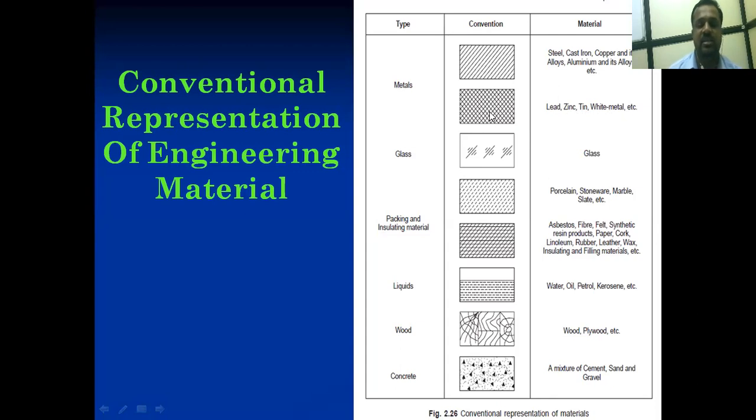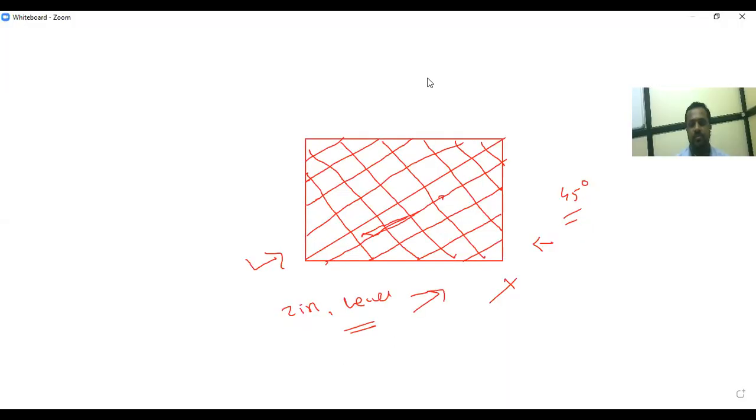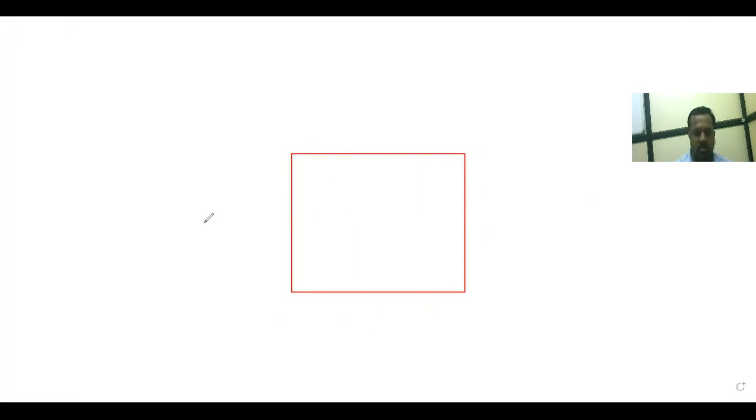Okay. Now we want to show the conventional representation for glass. How can we write that here? Simple. We have to take one square box. Inside that square box, we have to show the conventional representation for glass. It will be like this.